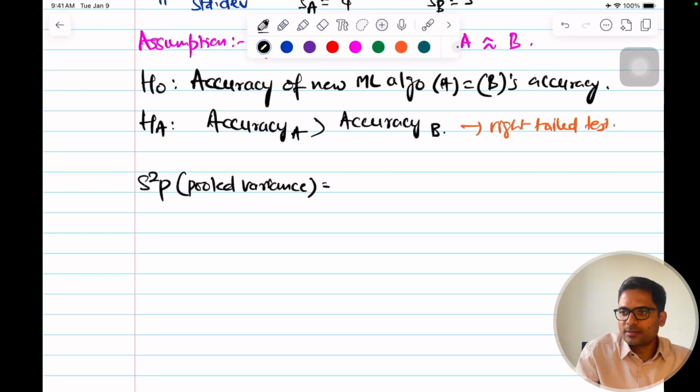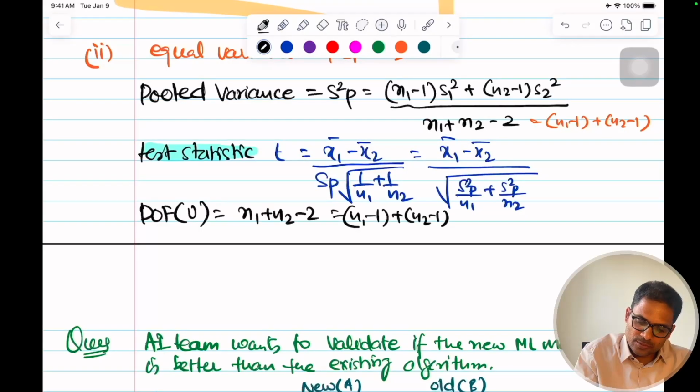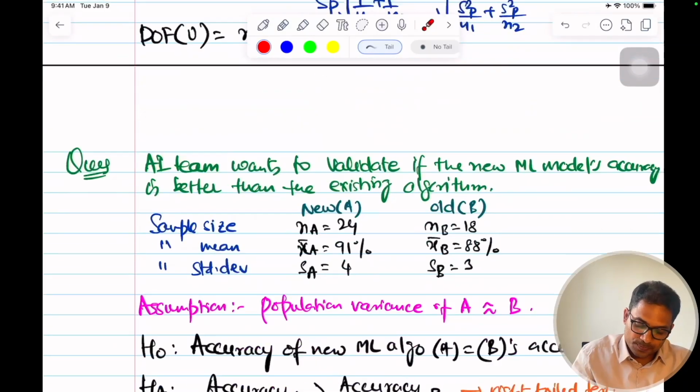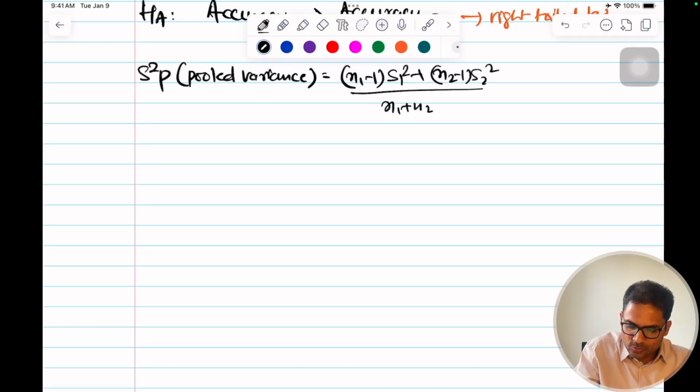What is the formula for that? So this is your (N1 minus 1) S1 square plus (N2 minus 1) S2 square, divided by N1 plus N2 minus 2. So let's do it, we have computed it already.